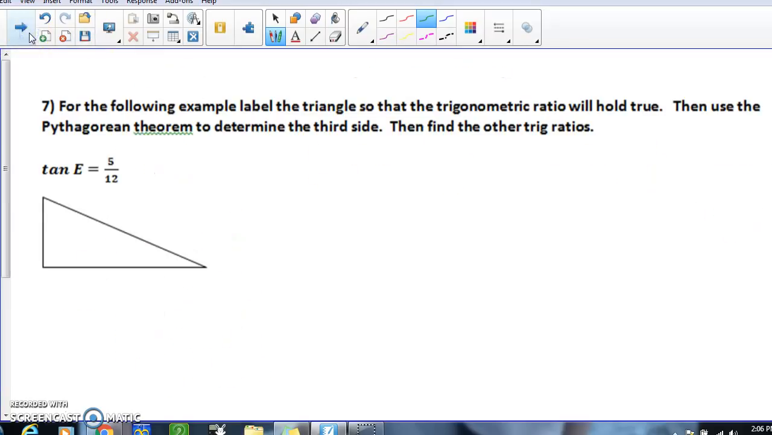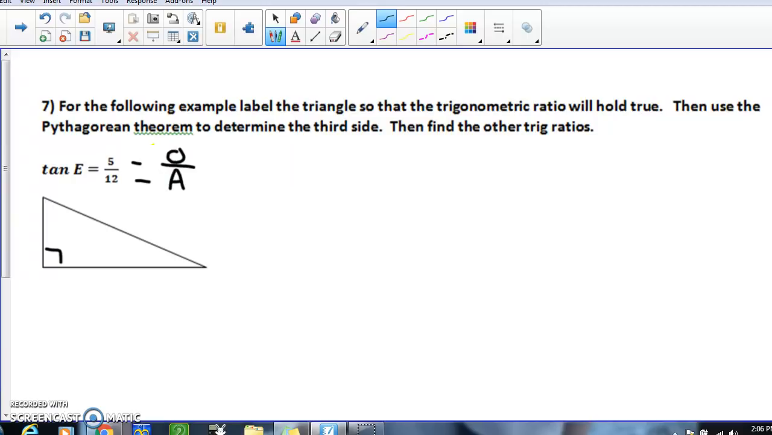Okay, and then let's look at the 3 at the bottom. The 3 at the bottom started out with, I gave you one of the ratios and then it asked you to find the other ones. That means all other ones. So what I'm going to do here, I'll do a triangle that looks like this. It says the tangent of E equals 5 over 12. You have to know that tangent means opposite over adjacent.